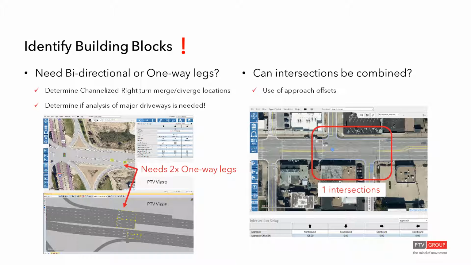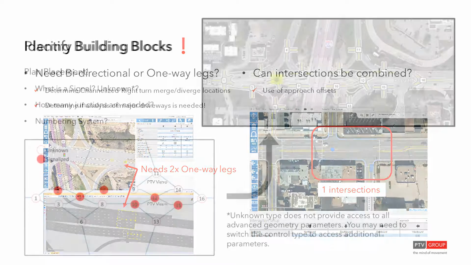All right, so the next question you would ask is, can I combine intersections to minimize how many I need? Using this approach offset feature that I've highlighted on the right, you can combine offset T intersections. You can reuse this also for alternative intersections.